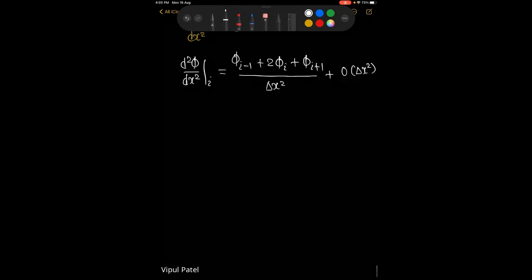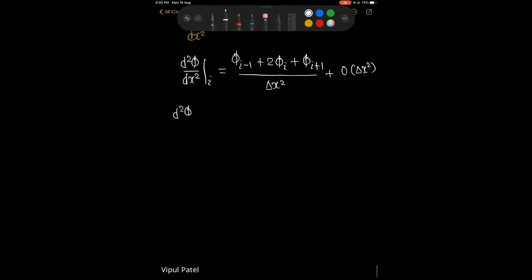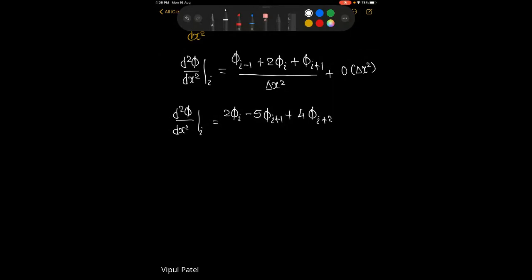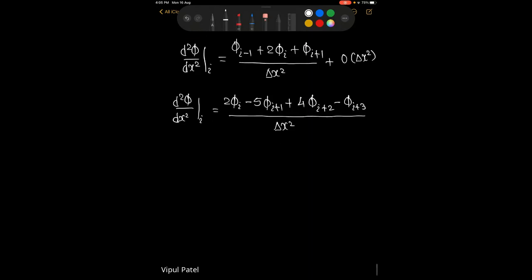This equation we have seen, and similarly you can also use a one-sided approach, for example the forward difference approximation, and you can get this equation: 2 phi I minus 5 phi I plus 1 plus 4 phi I plus 2 minus phi I plus 3, divided by delta x square, and obviously this has an order of accuracy of delta x square.